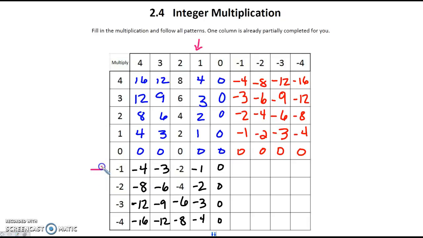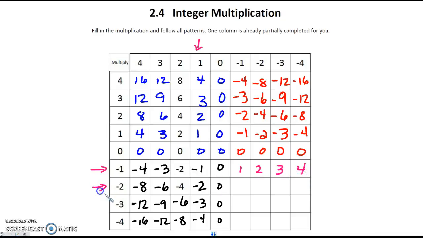And the same thing happens right here. So we're going -4, -3, -2, -1, 0. Here we're adding 1 each time. So what should come next here? -4, -3, -2, -1, 0. 1, 2, 3, 4, if you're following the pattern.